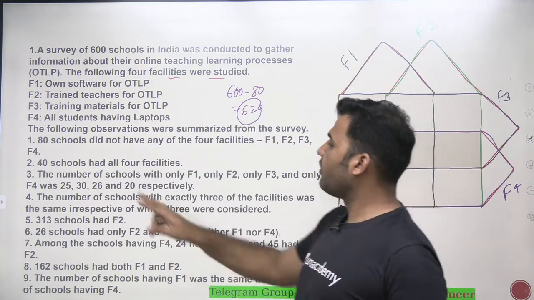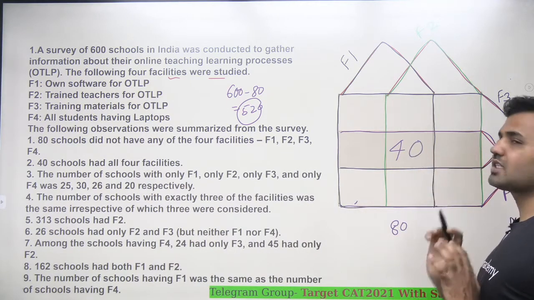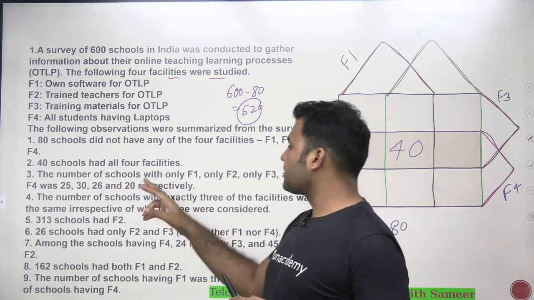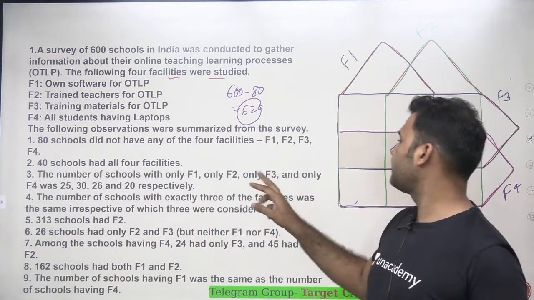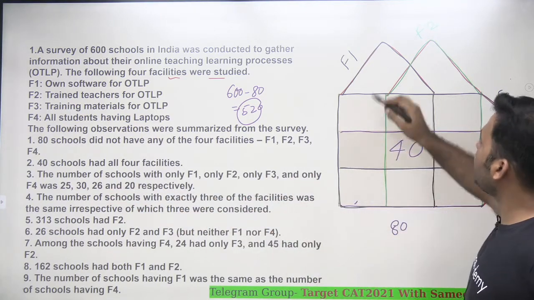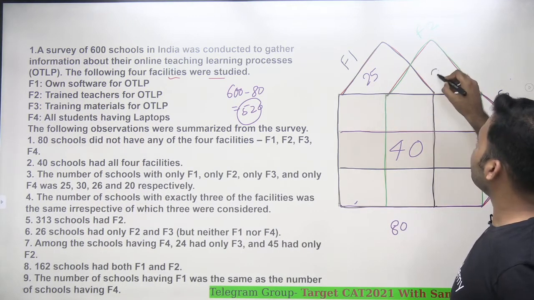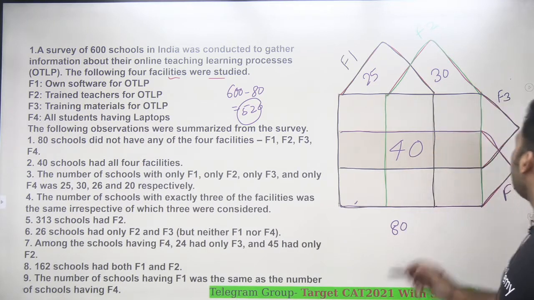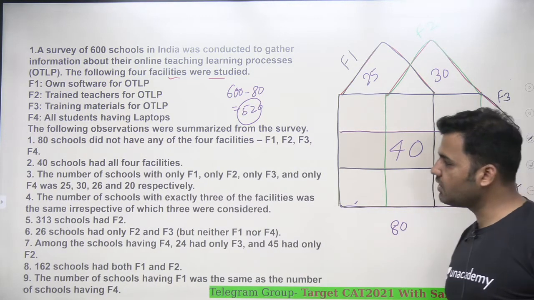Then you have 40 schools that had all the 4 facilities. So that means this value is equal to 40. Just fill it in, right? The number of schools with only F1, only F2, only F3 and only F4 are 25, 30, 26 and 20. So only F1 is 25, only F2 is 30, only F3 is 26 and only F4 is 20. So these are the values that you can straight away use. Just fill in the table and you'll get your answer.